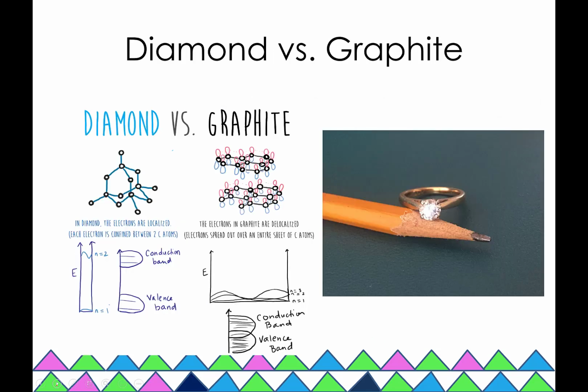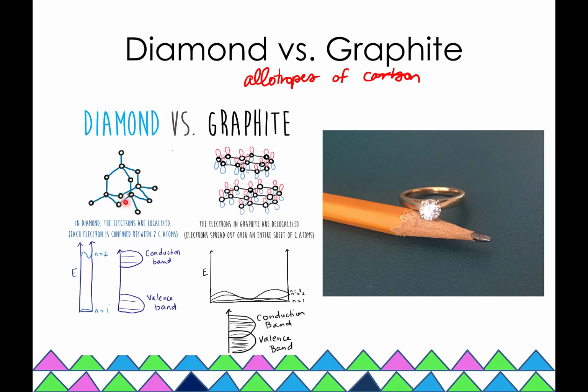A great illustration of band theory are two of the primary allotropes of carbon, diamond and graphite. Because of their different structure, they have very different properties. So in diamond, we have these sp3 hybridized carbons that are all in this tetrahedral structure. So in diamond, the electrons are localized. We don't have very much delocalization at all. So the electrons are just between the two carbon atoms that they're holding together, basically.